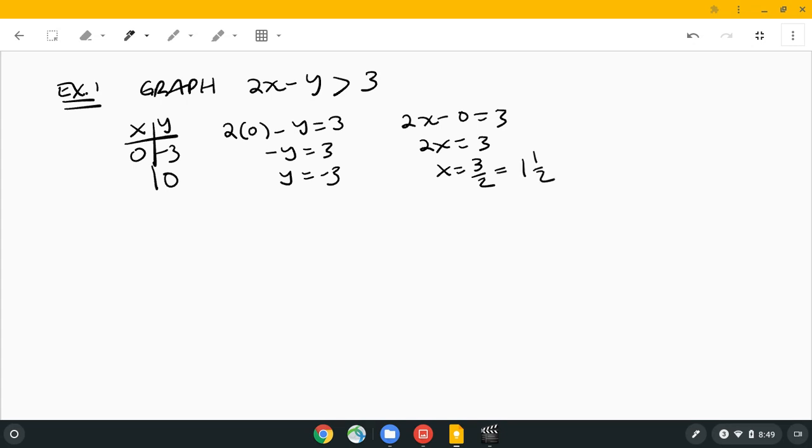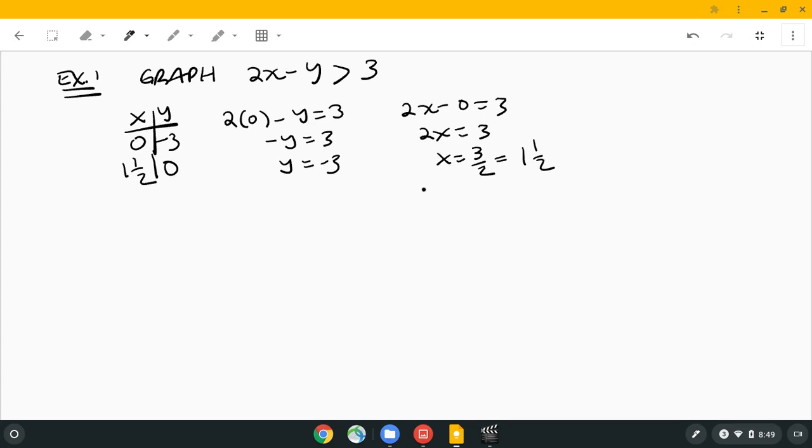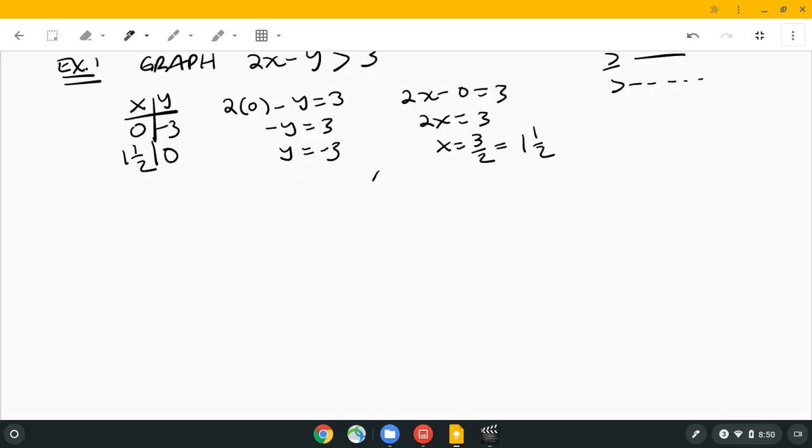Okay. All right, so here when I'm solving for my points, I'm using the equation because I'm trying to find the line. I'm trying to graph the line, and the line is where it's equal to 3, right? Okay. This here, because it's greater than, remember, if you have this, then you could be solid. But if you have this, it has to be dashed. Okay. All right. So let's go ahead and graph that.